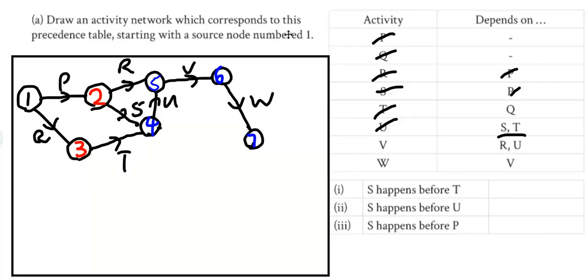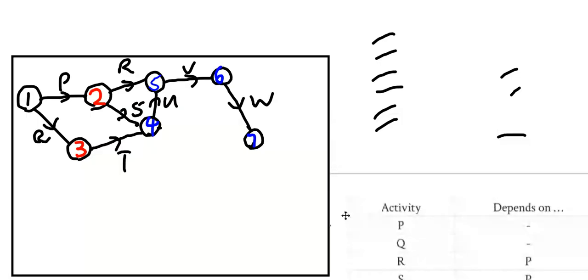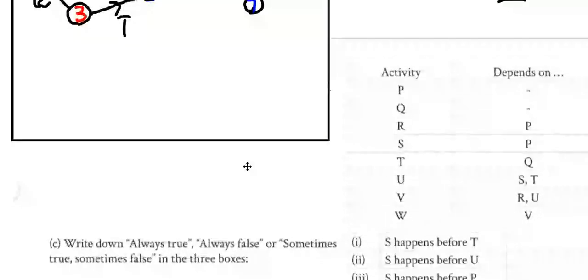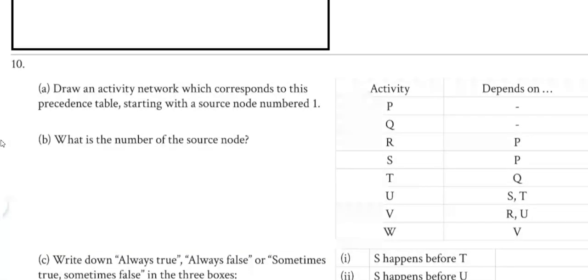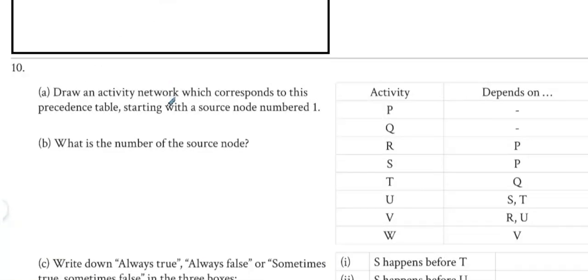Now, I'm going to move down. What's this question it's asking us here? I'm just going to shuffle all this down underneath. Okay. Now, what's the number of the source node? We all said the source node is number 1. It's a silly question. Gives us the answer directly above it.